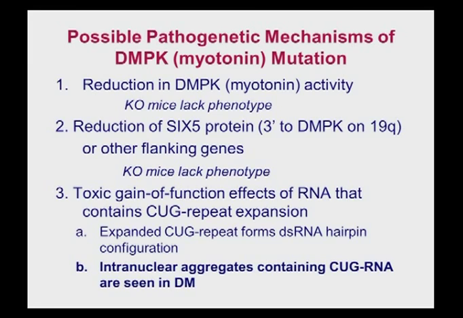One of the observations that was made fairly early on is that patients who have this mutation develop repeats of double-stranded RNA that contain the CUG transcript. This can form a hairpin configuration, and these tend to aggregate in the nuclei of muscle cells and, as has been shown later, in cells in the brain as well.